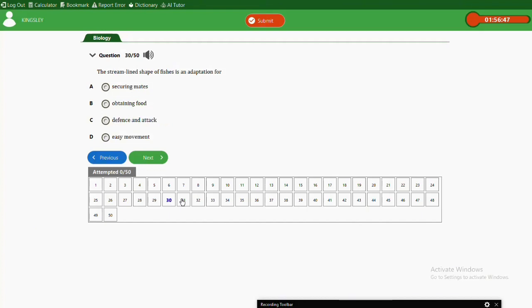It says, the streamlined shape of fishes is adapted for A. securing mates, B. obtaining food, C. defense and attack, D. easy movement. The correct answer to this question is option D, that's easy movement. The streamlined body of fishes allows them to move easily in water.